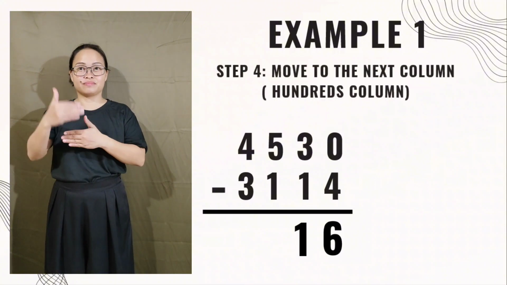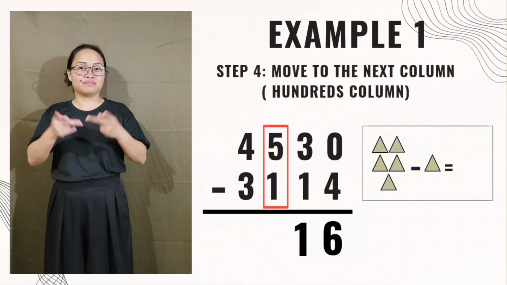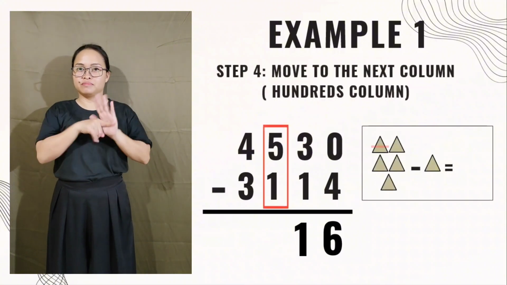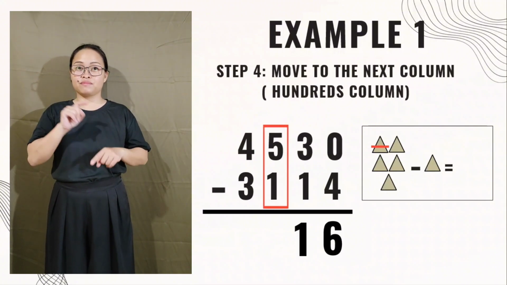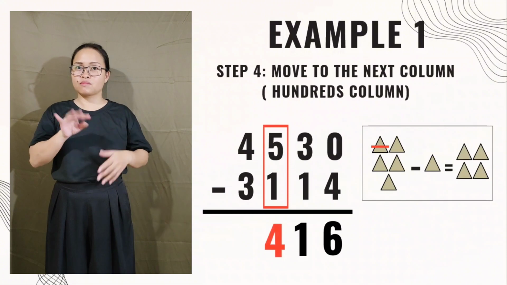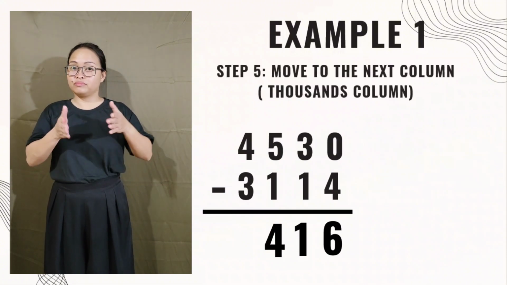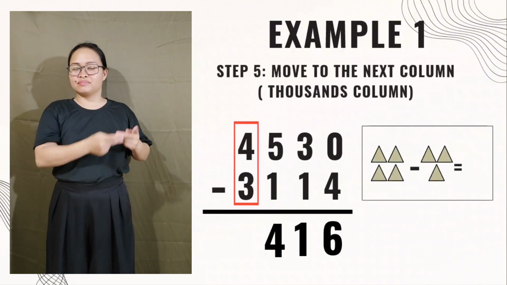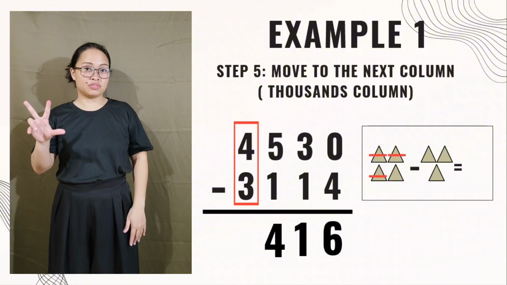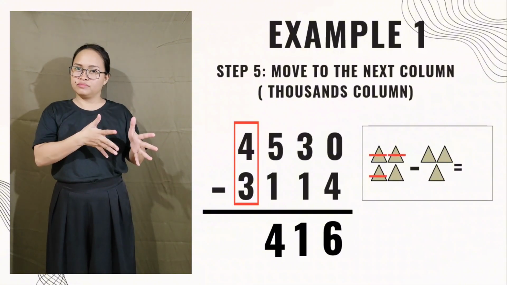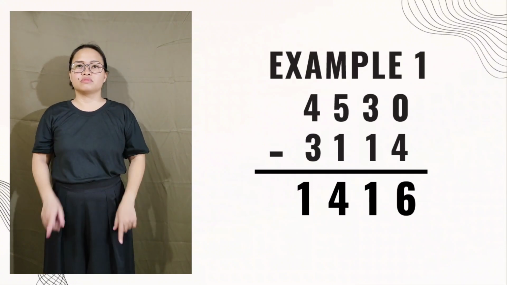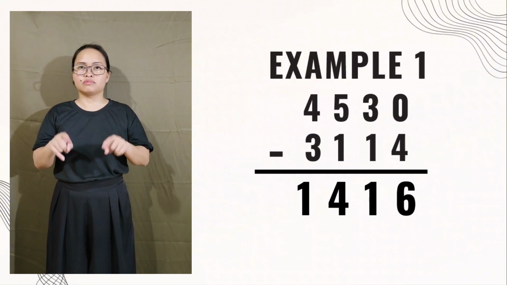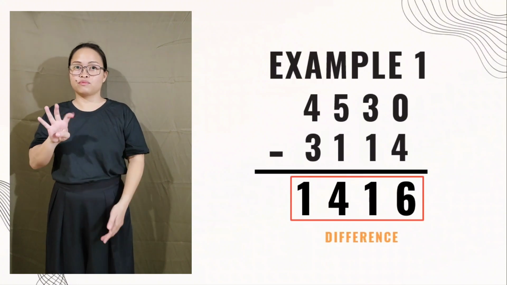Next, move to the hundreds place. 5 minus 1. Let's take away 1. We are left with 4. And lastly, 4 minus 3. We are left with 1. Therefore, the difference between these two numbers is 1,416.